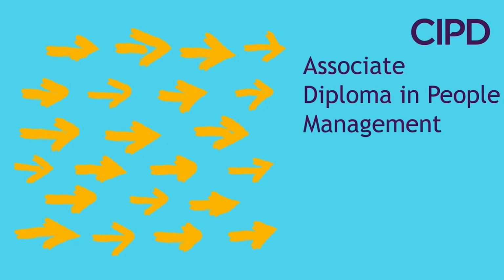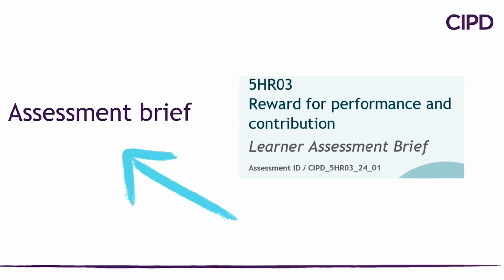This recording is one of a series intended to support you when writing your assessments for the Associate Diploma in People Management. This recording focuses on 5HR03 Reward for Performance and Contribution. Assessments are revised on a regular basis, and this guidance is based on the June 2024 version. The last moderation window for this assessment is September 2026.